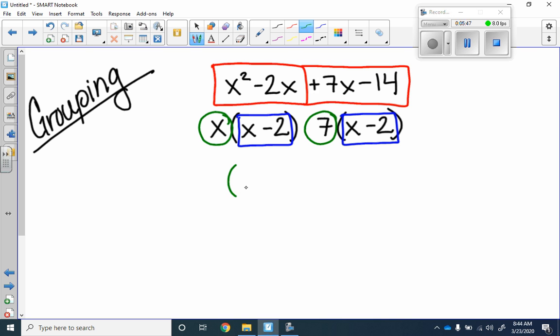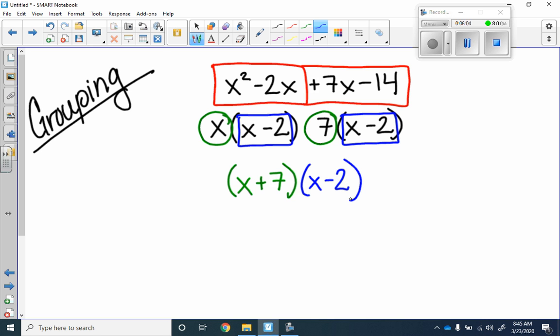We're going to create a factor with those, so x plus 7, and then I'm going to take that x minus 2, and that is the other factor. And there we successfully factored out x squared minus 2x plus 7x minus 14.